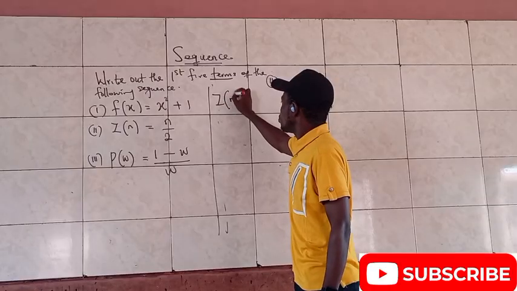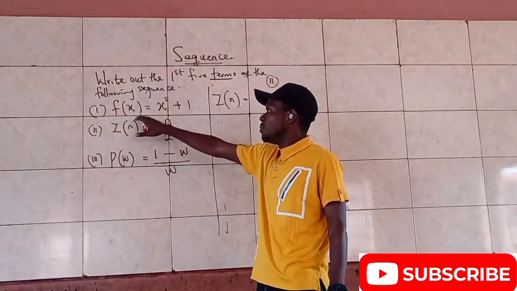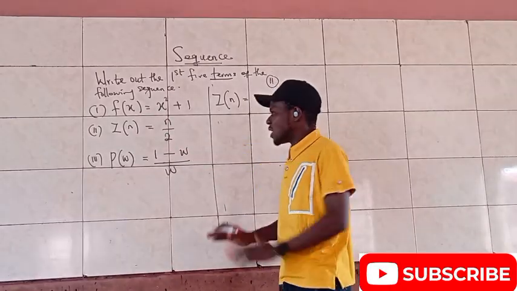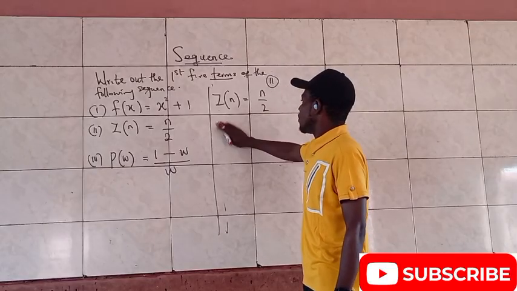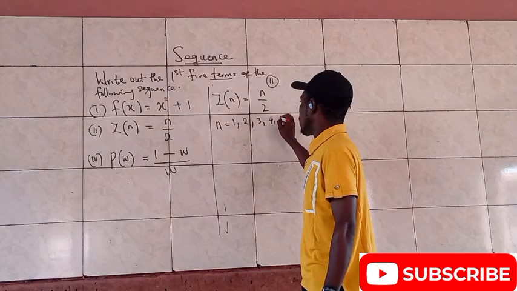Z subscript n, I tried to be flexible by using different kinds of symbols so that you do not think that it is limited to this kind of denotation. It could be any of these. Just understand the concept behind it. Zn equals n over 2. And don't forget the first 5 terms. So when n is 1, 2, 3, 4, or 5.